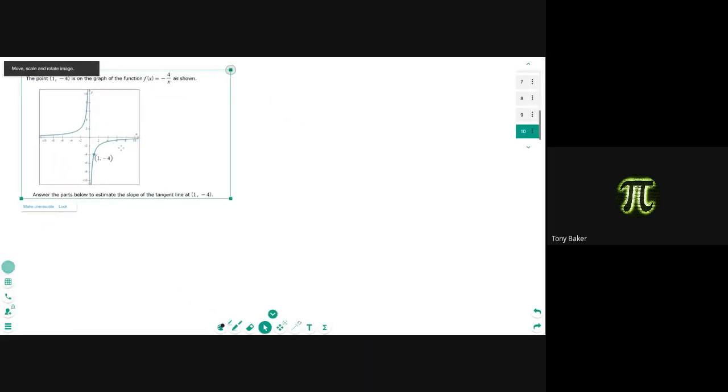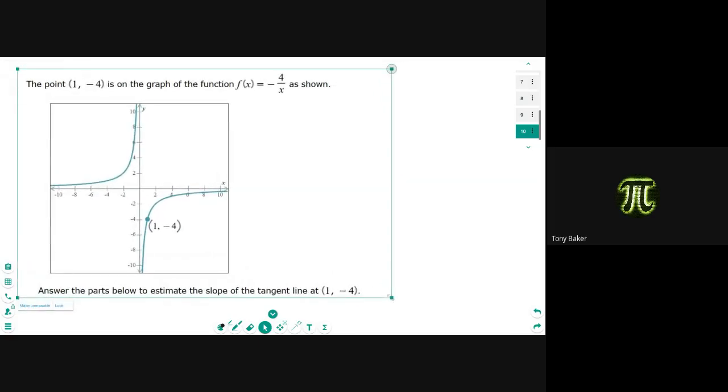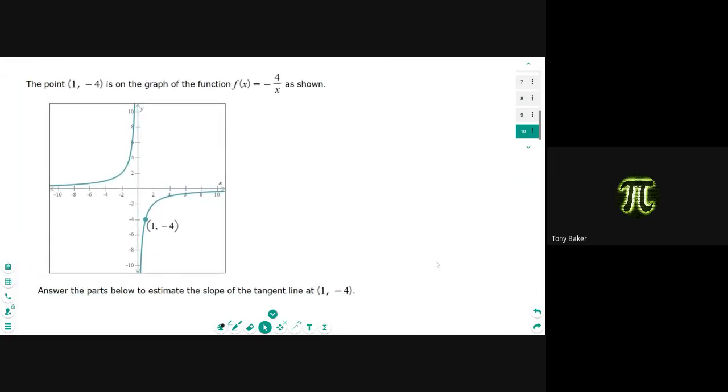So we want to find the slope of a tangent line. So what's a tangent line? Running through. There's one mistake you made in your statement. Through it. What does through it mean?